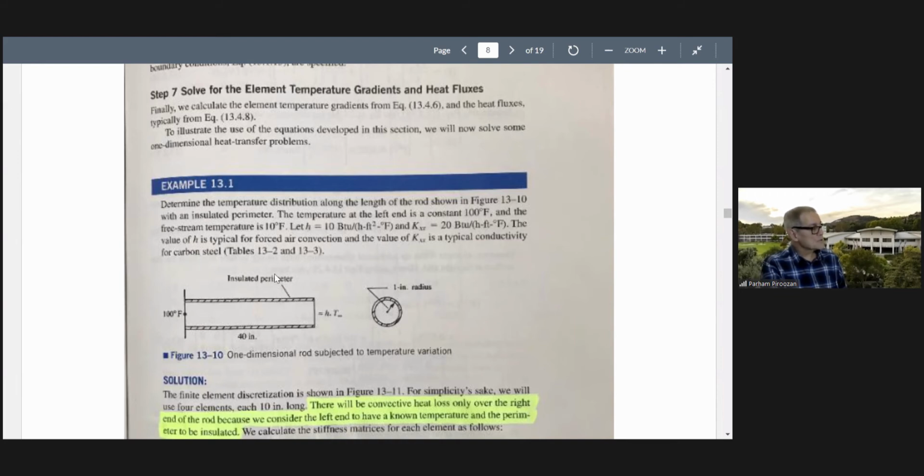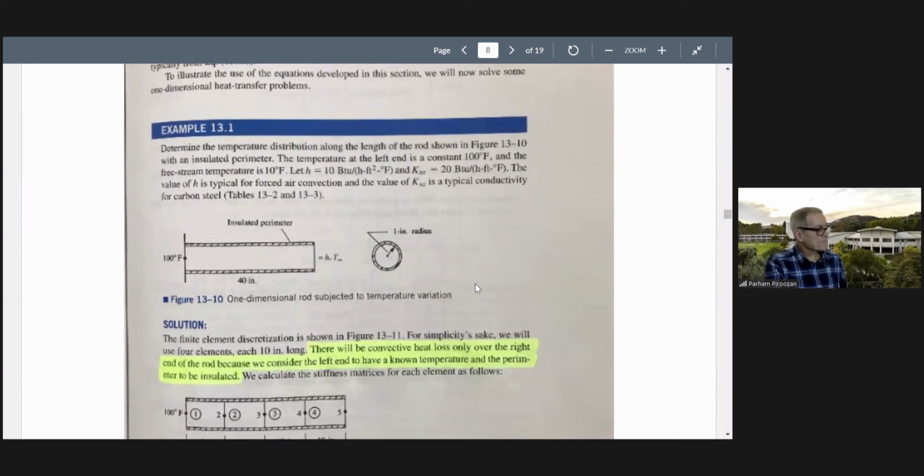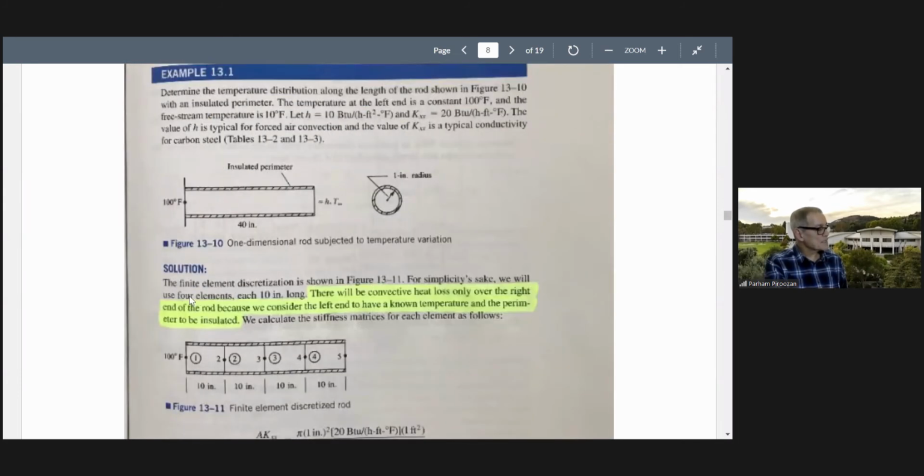The question is to use 4 elements, as what you see here, 4 elements. So let's divide it into 4 equal length elements. Total length was 40, so this is 10 inches each. Element 1, 2, 3, 4, and 5 nodes. Very similar to what we did, except just for this one, convection is taking place from the tip of this last element. The fin problem that we solved, actually, convection was taking place here. For this one, it's just convection from the tip of this.